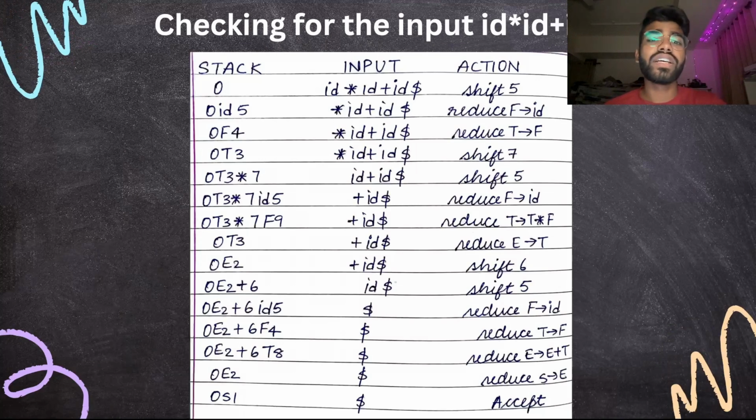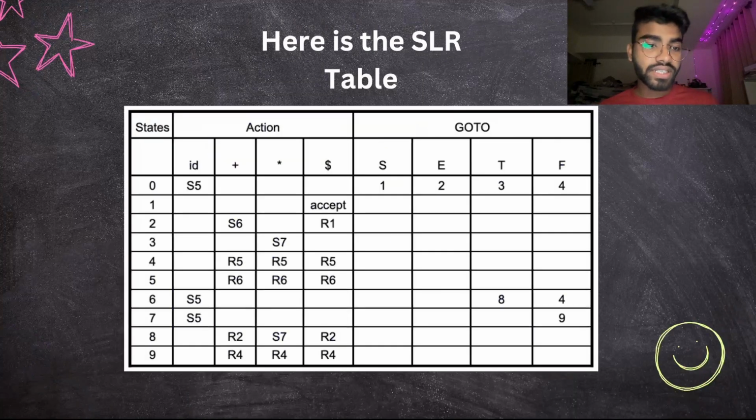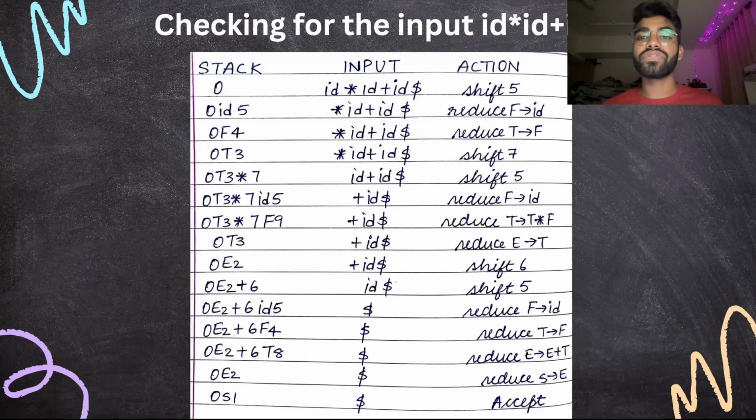Now we can see that on the top of the stack there is 5. In the second step, we encounter the fifth state with an asterisk. The table says R6, so we should reduce using the sixth production rule. So we are reducing the identifier to F. Now we're encountering fourth along with asterisk.